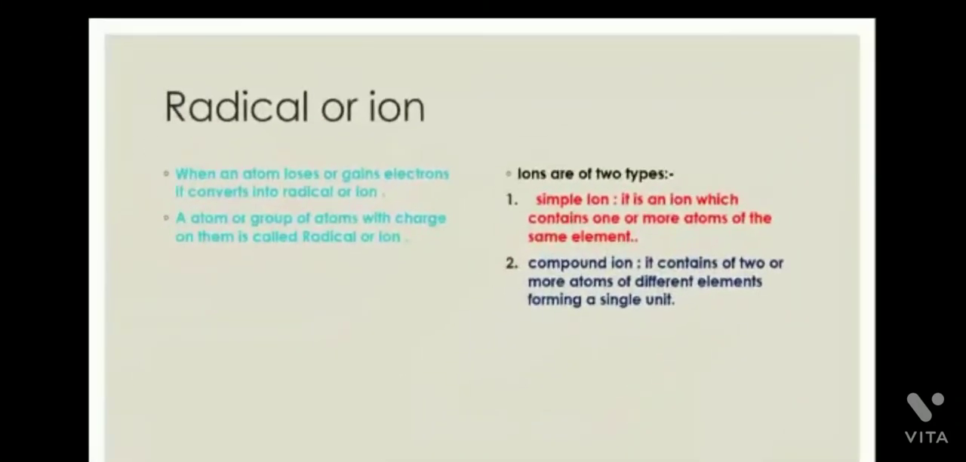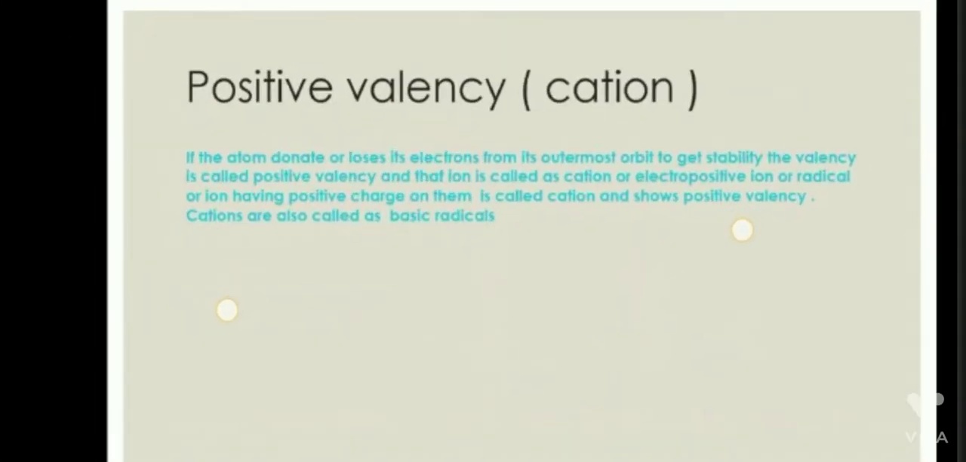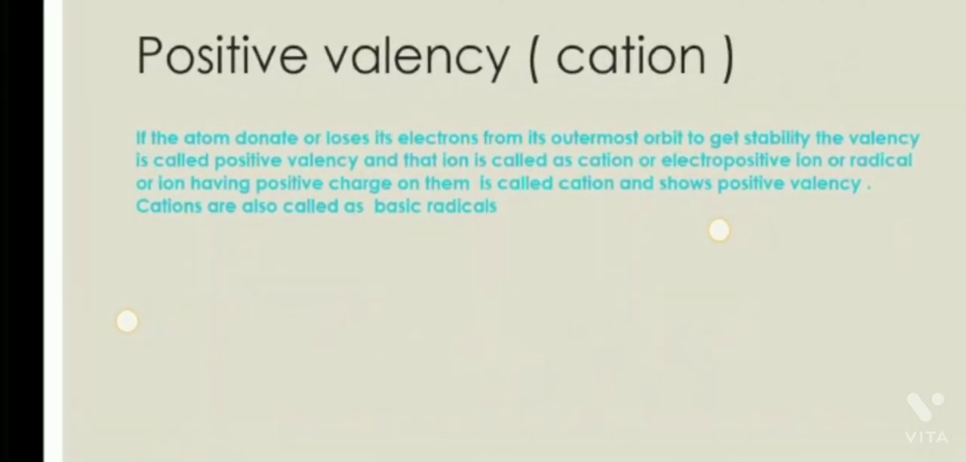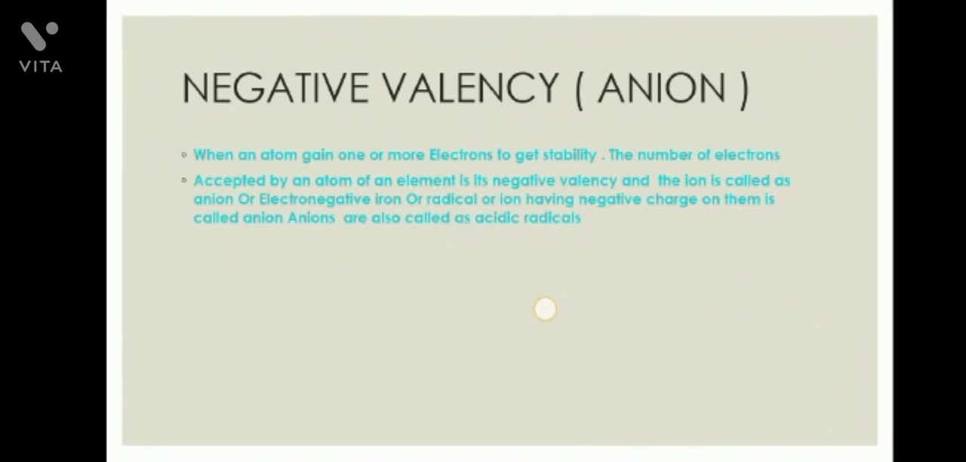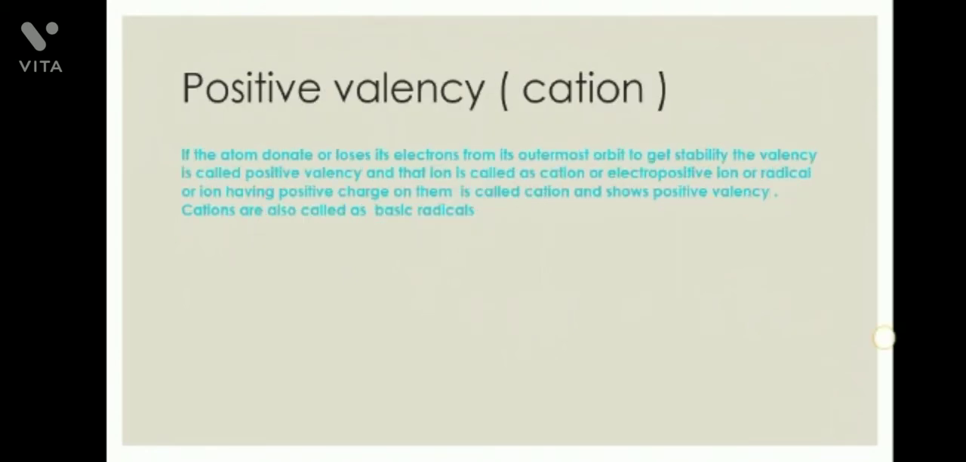Next slide. Positive valency. This is a very important topic. It's also called cation. If an atom donates or loses electrons from its outermost orbit to get stability, the valency is called positive valency, and that ion is called a cation or electropositive ion. A radical or ion having positive charge on it is called a cation. Positive charge means loses, and negative charge means it gains. A positive charge is called a cation and shows positive valency.